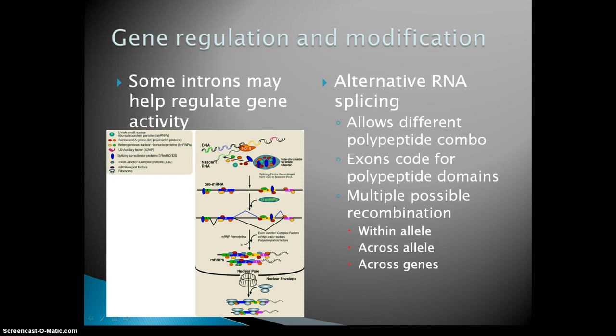Because if you think about it, you don't want crossing over to happen in the middle of an exon. Not often. But if you have crossing over happen in an intron, who cares if there's a couple of mistakes? It's not being coded anyway. Okay?